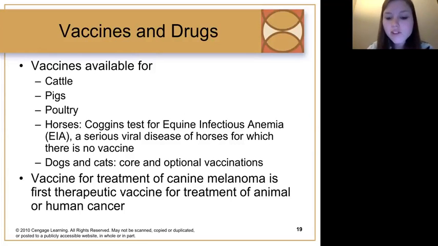The vaccine for the treatment of canine melanoma is the first therapeutic vaccine for the treatment of animal or human cancer. Melanoma is skin cancer, and so there is a vaccine for the treatment of skin cancer in dogs, which is really impressive that medicine has been able to do.